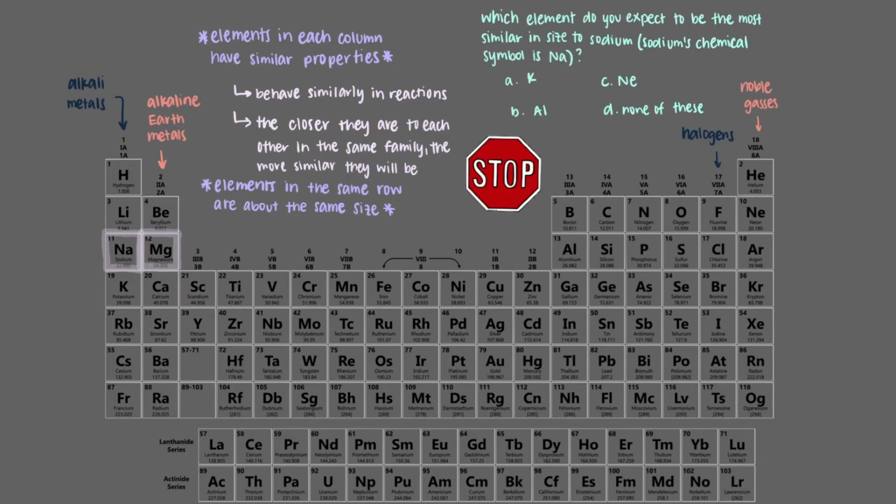Which element do you expect to be the most similar in size to sodium? Sodium's chemical symbol is Na. As we said, elements in the same row or period are very similar in size. This means that aluminum will be the most similar in size to sodium. Let's try a few more.